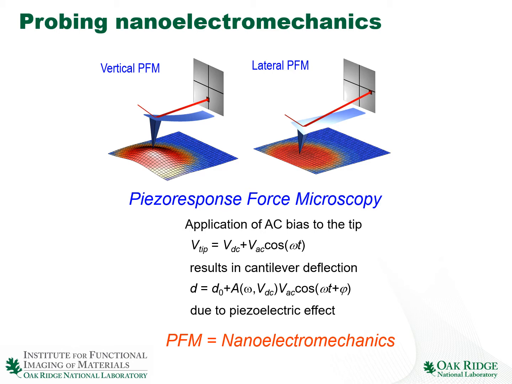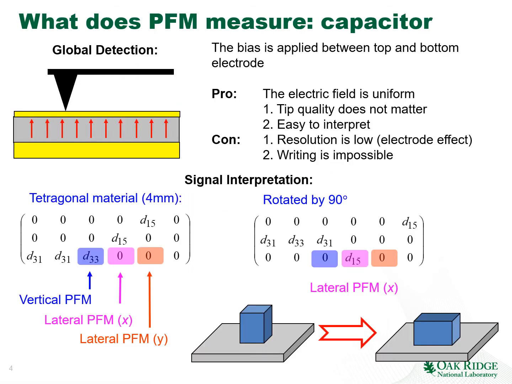Since PFM is pretty much the only technique that allows us to probe electromechanical coupling on the nanometer scale, we can write down that PFM is equal to nanoelectromechanics. The question, of course, becomes, what does the PFM measure? What is the relationship between the material properties and the measured PFM signal?